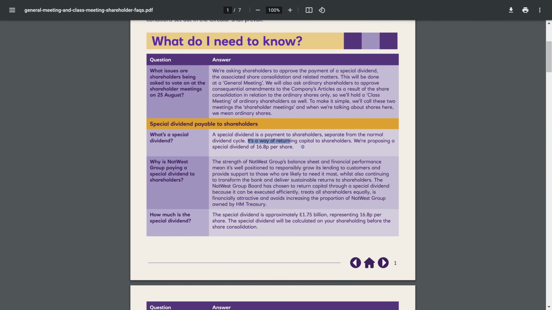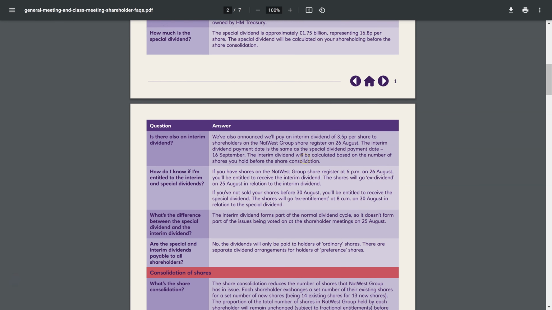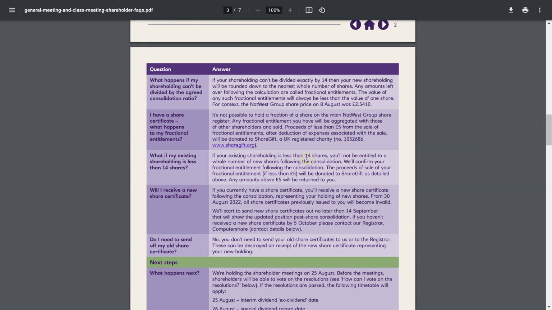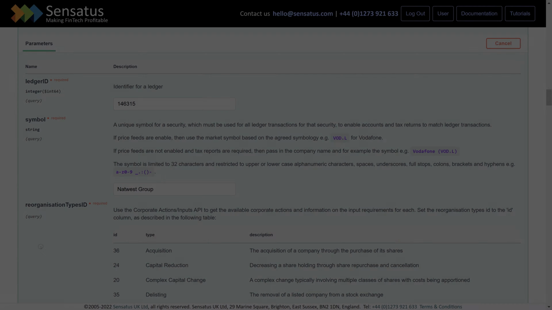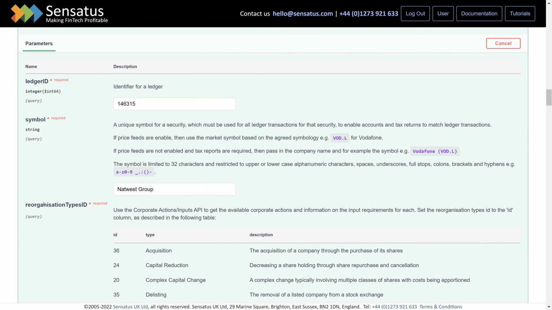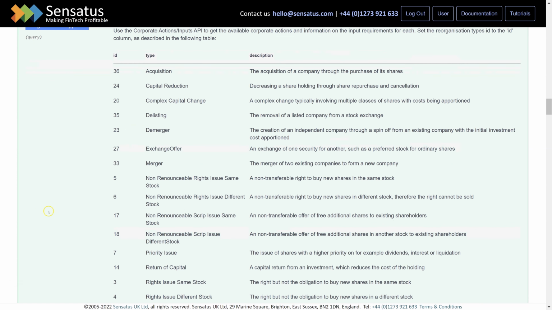Natwest shareholders received 16.8 pence for every share owned on the special dividend record date of the 26th of August 2022. The ex-date was the 30th of August 2022 and the opening price of the Natwest shares on this date was 220 pence. Using the Reorganisation Add API, set the Reorganisation Types ID to 14 for return of capital.